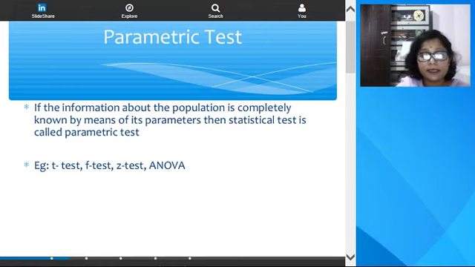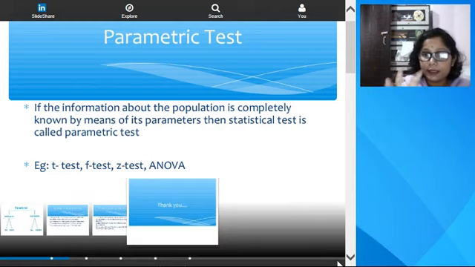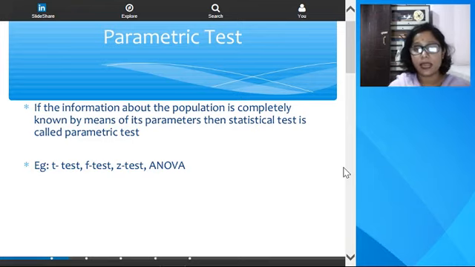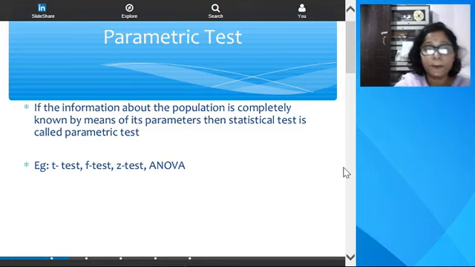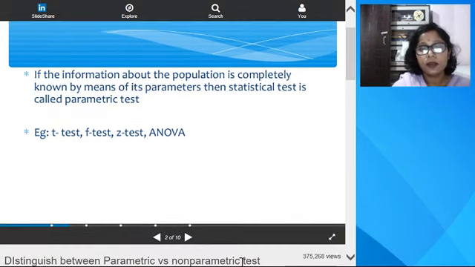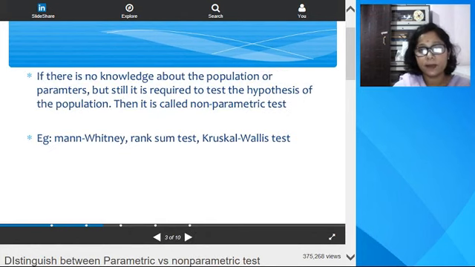Examples of parametric tests are t-test, f-test, z-test, ANOVA. Here examples are given. Then regression analysis. So it is clear that in case of parametric test, the information is completely known to the researcher. Information about the population means the nature of the population, the size of the population, how many components, how many elements are there in the population. Everything is clearly known to the investigator. So that is parametric statistics or parametric test.